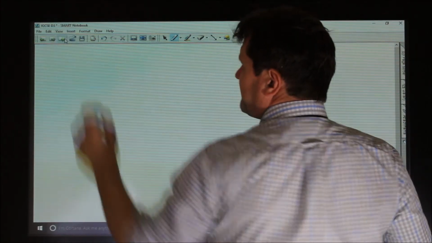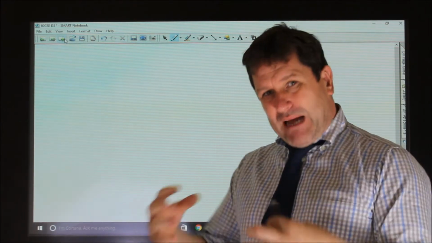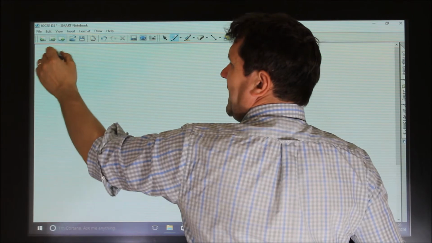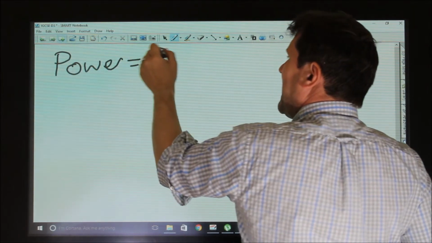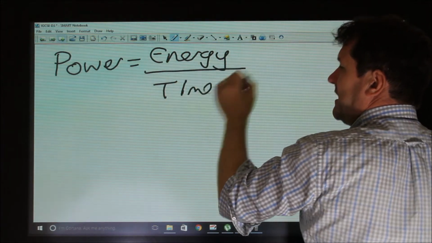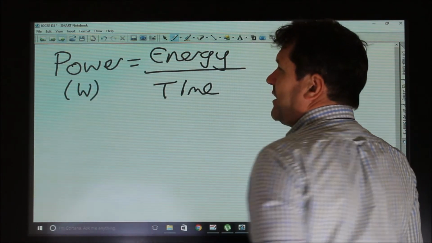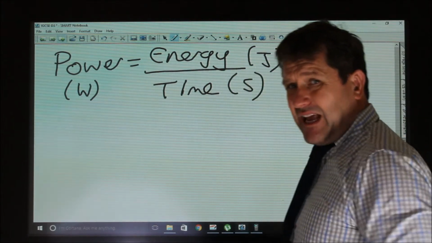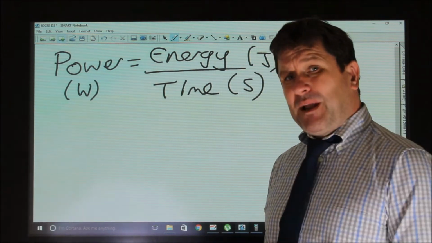Now, the last question would be relating to power. The power of a machine is the energy that it can transfer in a given amount of time. Power is measured in watts, and 1 watt is 1 joule per second. So let's try and think about a more complex example.